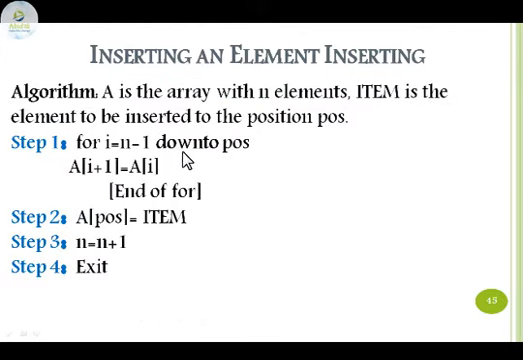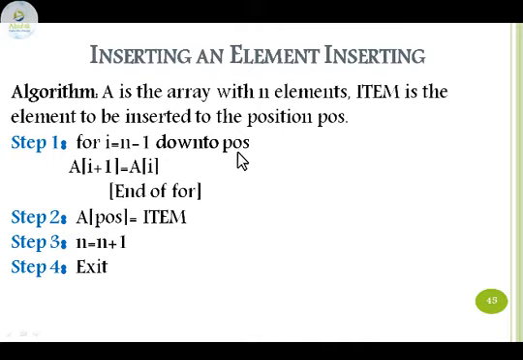So we have written a word called down to. The algorithm can be written up to or to if it is increasing, and if it is decreasing by 1, it will be written as down to. Till where will I be shifting the elements? How long will the elements be shifted?